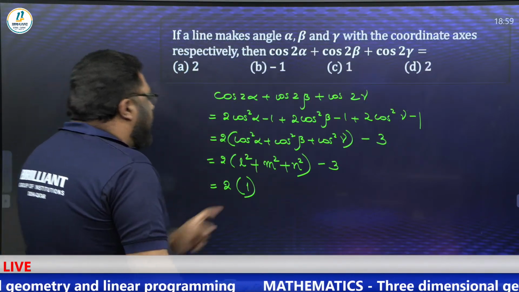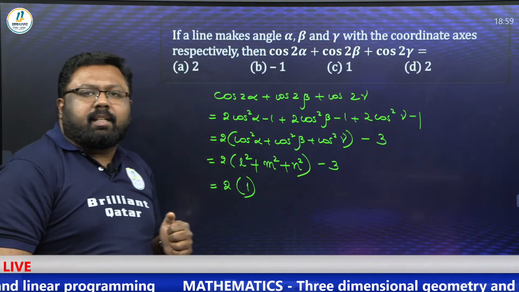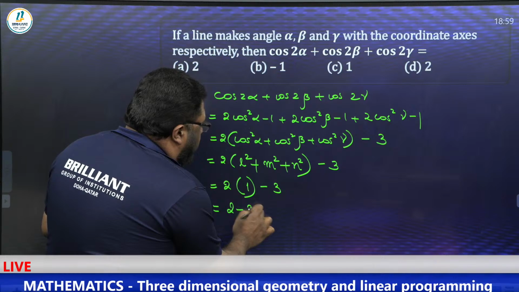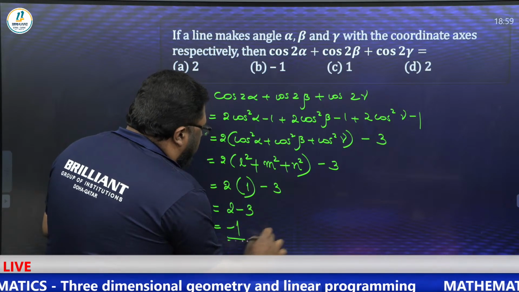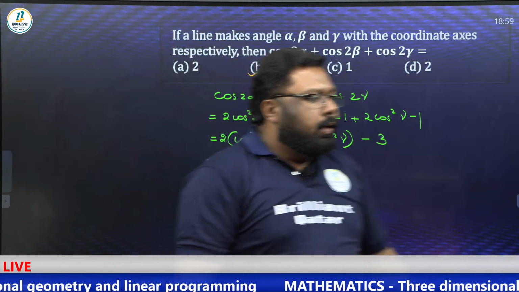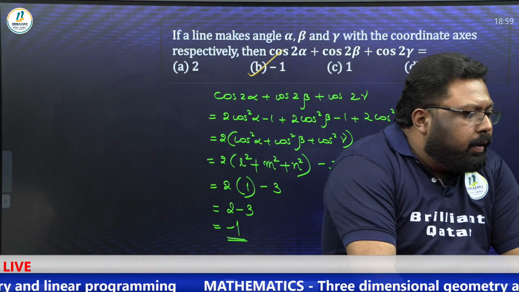So using that same logic, what's l squared plus m squared plus n squared here? Again 1. So the answer is 2 minus 3, which is minus 1. And that's option B. Yes, right answer. Very good.